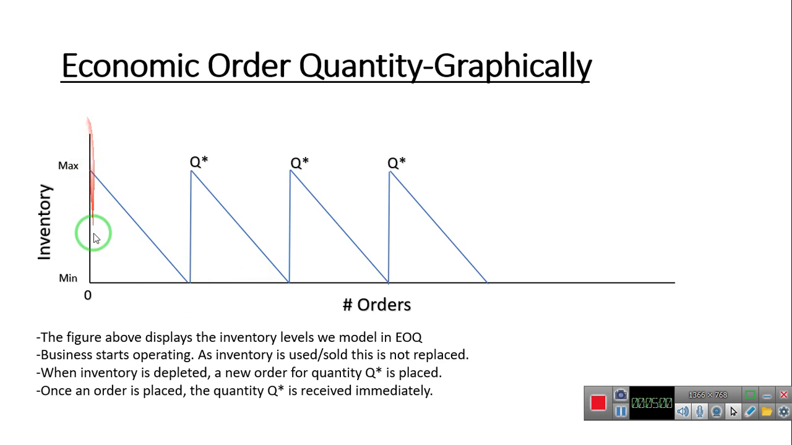So imagine you have a graph like this, where you have your orders of inventory going across, and your inventory level going here on your vertical axis, from a minimum to a maximum. And imagine you start your business, a brand new business. Let's make it simple. Let's say it's a bar and you have wine, beer, or whatever, wine. So it is fair to assume that the first day when you open, you're going to have everything stocked up, right?